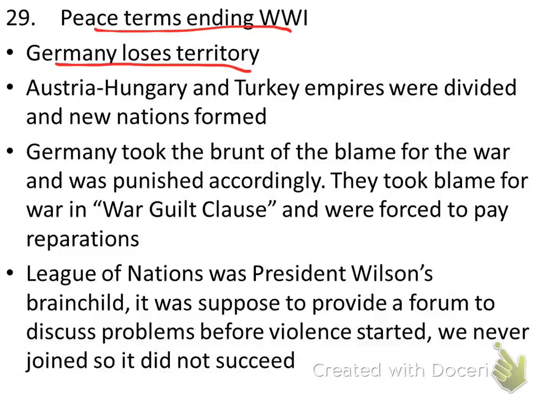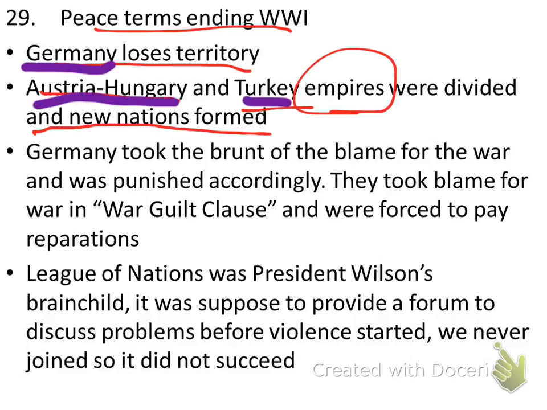Well, all the countries that had lost territory. Germany loses. The Austria-Hungary and the Turkish empires were divided, and a number of new nations are formed. I will show you a map showing you pre-World War I Europe and post-World War I Europe. So we're going to have a number of new countries created from the territories that were lost by Germany, Austria-Hungary, and Turkey. The third bullet here is that Germany took the brunt or the blame of the war.